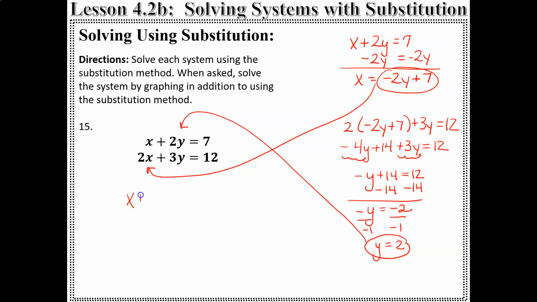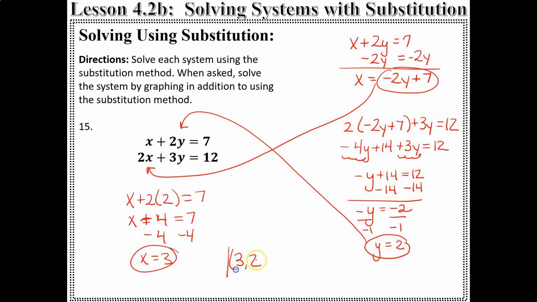Now I'm going to take what y equals and put it back into the first one. So I have x plus 2 times 2 instead of the y equals 7. x plus 4 equals 7. And I'm going to subtract that 4. So x is 3. So here's my solution, the point 3, 2. Okay, moving right along.